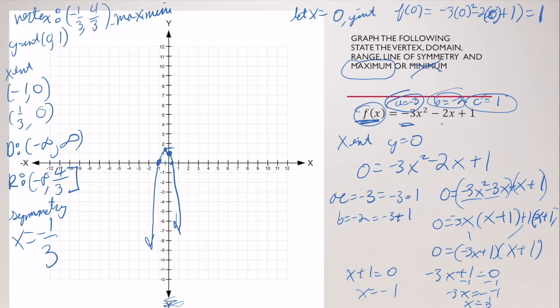So we found everything we could figure out about this parabola essentially, right? We got our vertex. That vertex is a maximum. We found our y-intercept. We found our x-intercepts, the domain, range, and axis of symmetry.